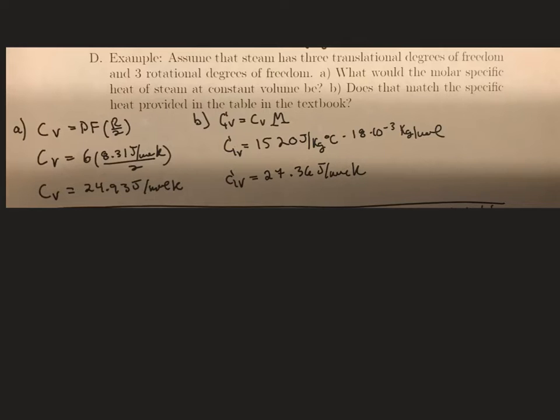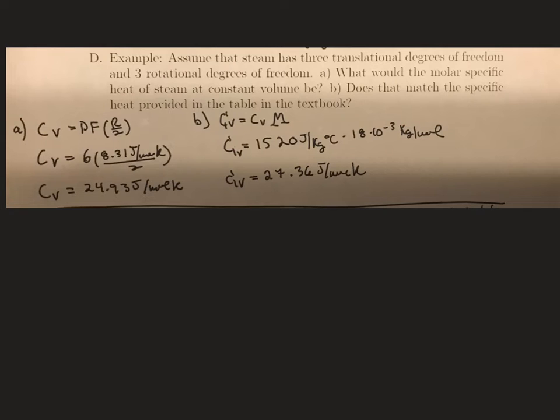Now I'm taking the specific heat that's provided in your textbook, and I have to convert it from kilograms to moles. So I'm going to do that by multiplying by the molar mass. But I have to remember, when I look up the molar mass, it's given in grams per mole, so I have to divide by 1,000 to convert it to kilograms per mole.